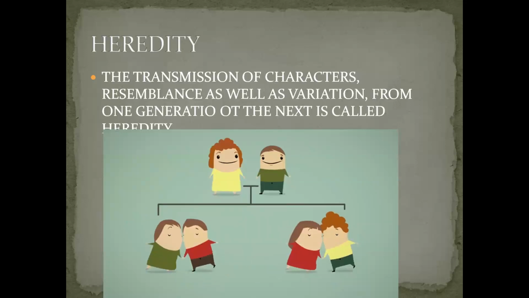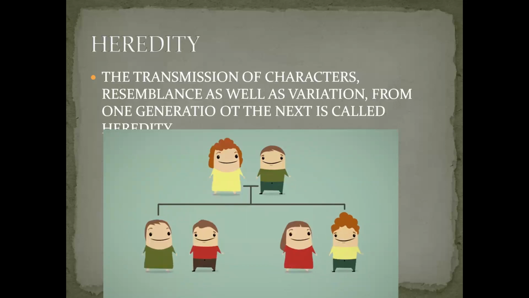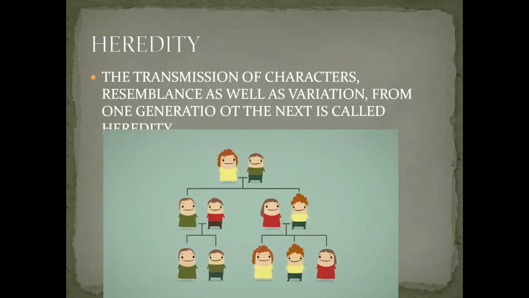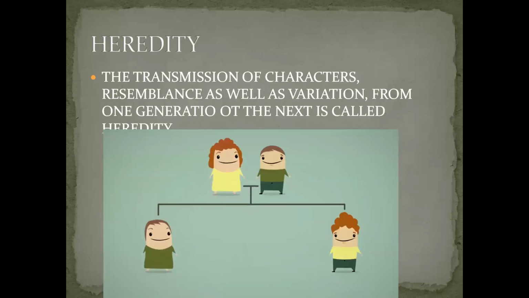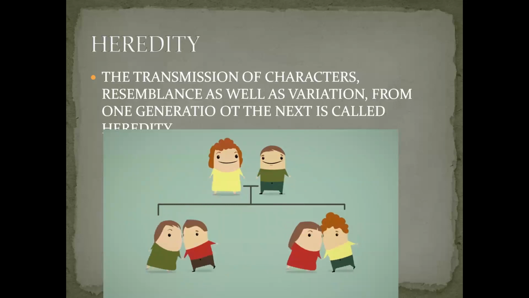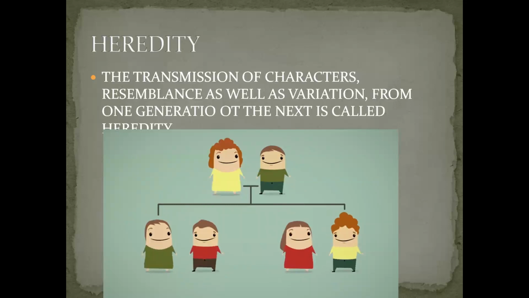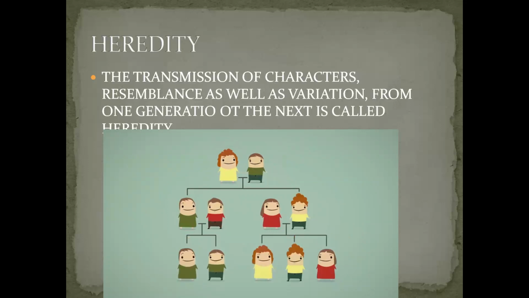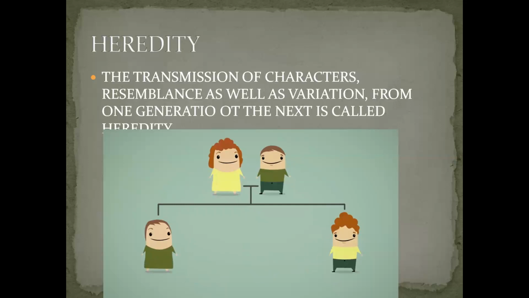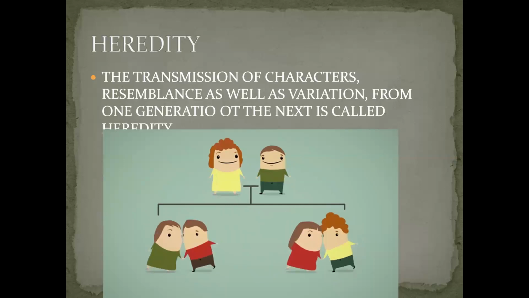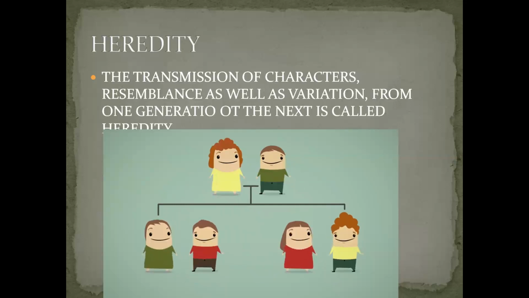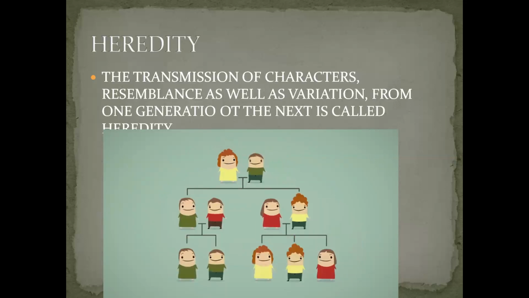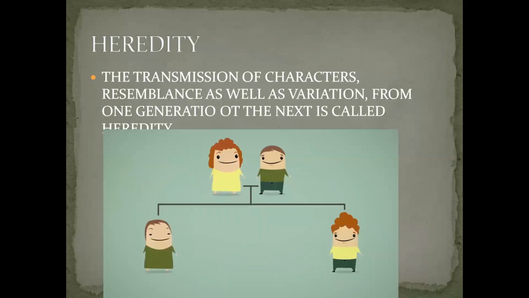This is our heredity. Heredity is transmission of characters. That was their belief first. So they look almost the same, or there will be some difference. See these characters, this curly hair. Here it is there, but here it is not there. Then from here, it passes on to this one. That curly hair is lost inside. So some characters are continued.